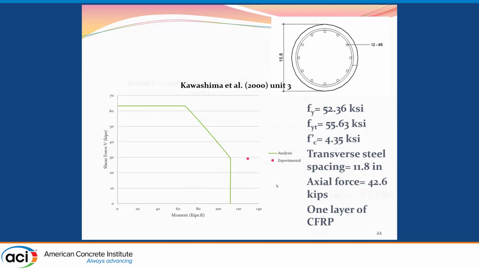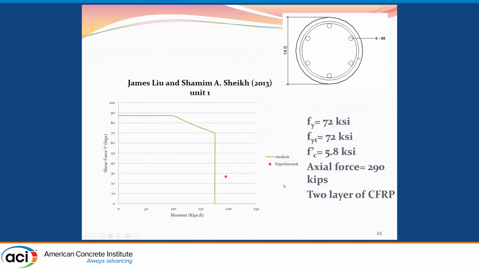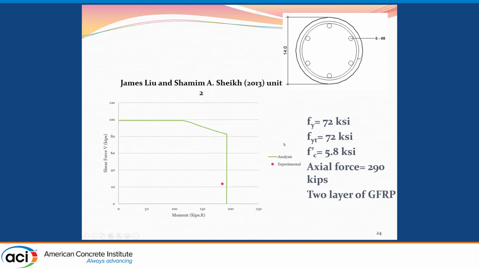And then we have James and Shamim in 2013. 2 layers of carbon FRP under an axial force of 290 kips with a relatively high Fy of 72 ksi, and this is the cross section. For the second unit from James and Shamim, instead of carbon, they have 2 layers of GFRP under the same axial force.